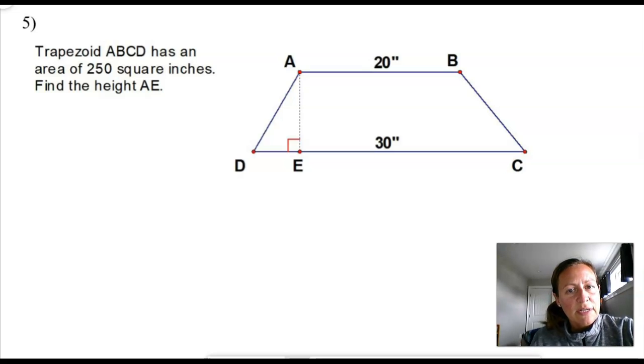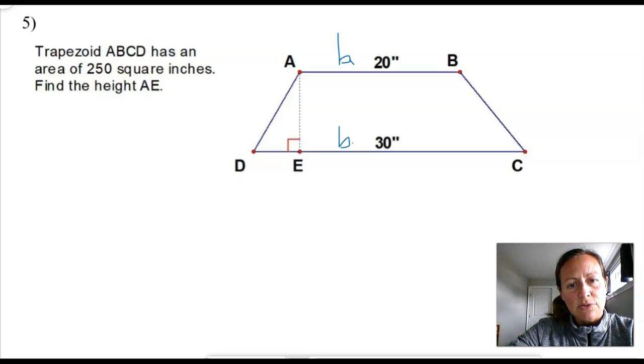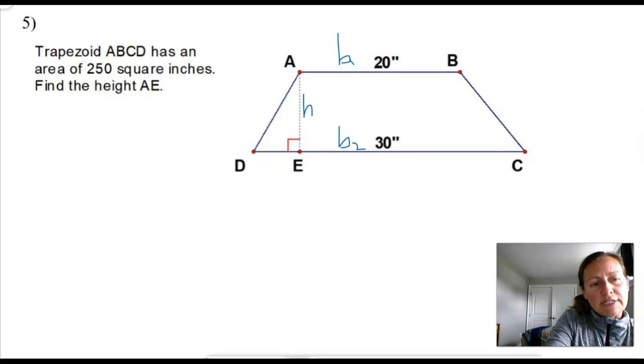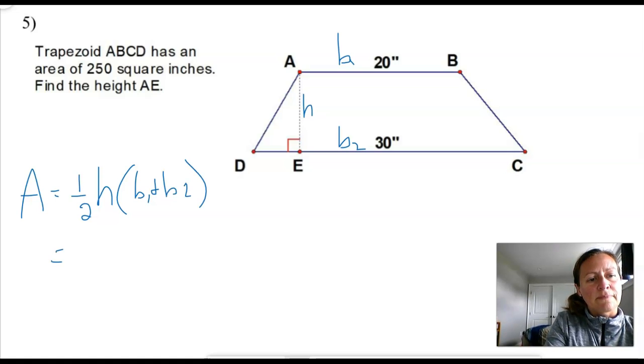We've been given a trapezoid where they told us that B1 is 20 and B2 is 30, and the area is 250 square inches. So find the height, AE. I'm just going to put H on that segment, AE. So let's write down the formula for the area of a trapezoid, it's 1/2 the height times the sum of the two bases. Okay, so 1/2 h times 20 plus 30.